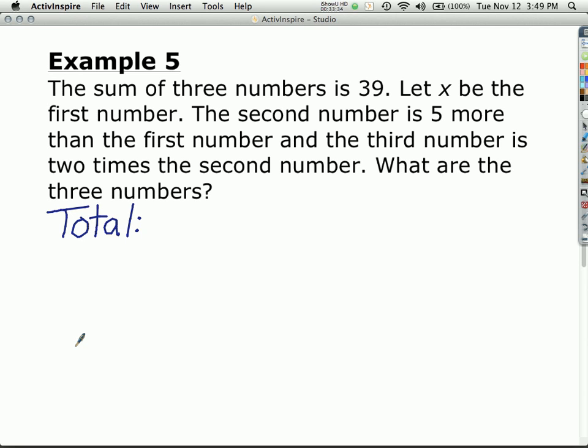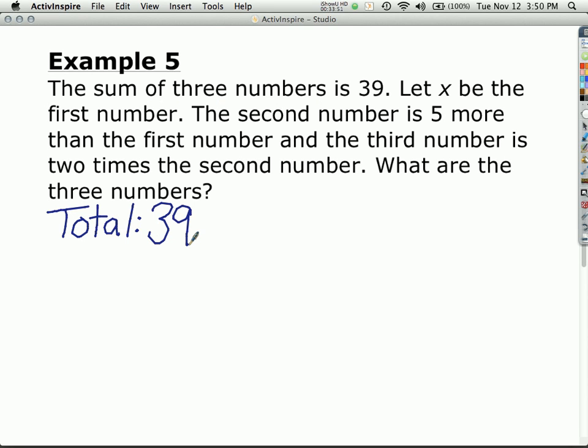What's the total in this scenario? What's the total? Catalina? 39. It says the sum is 39, and sum is another way to say total. So we do have that. But here's where things completely change.